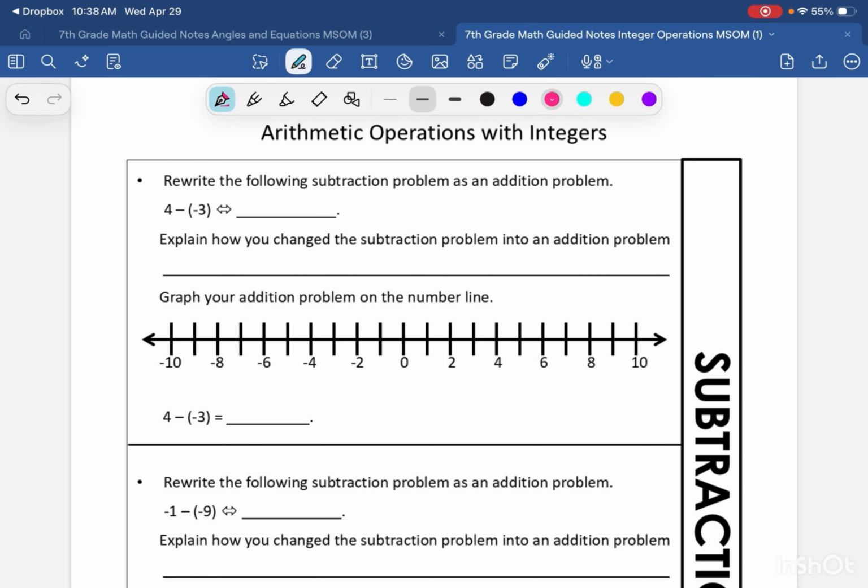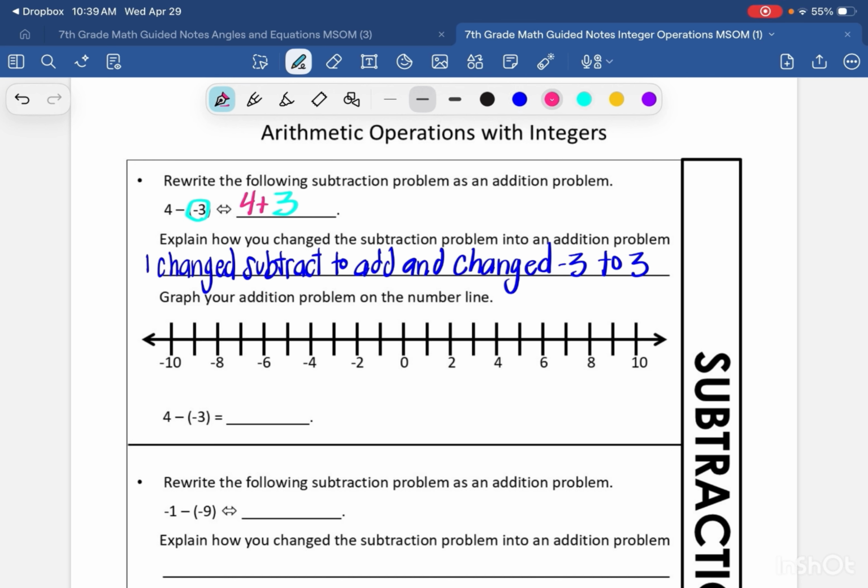So I have 4, and I'm changing my subtraction to addition, and I'm going to circle again here. I need to do the opposite of this number right here, a -3. So now it says 4 plus, and the opposite of -3 is 3. 4 plus 3. Explain how you change the subtraction problem into an addition problem. Same idea. I change the subtraction to addition, and I change the -3 to its additive inverse or opposite, which is 3.